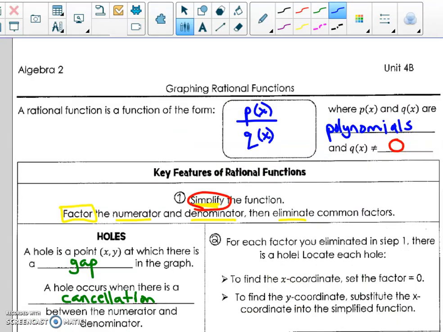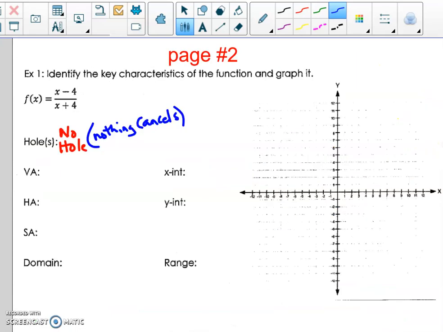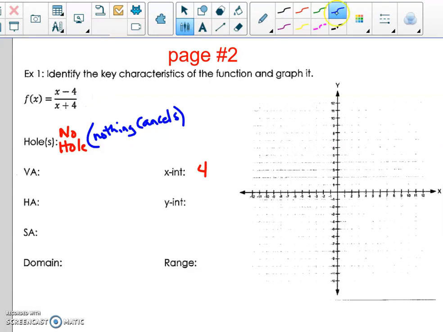Okay, the next thing we did was intercepts. So x-intercept is factor the top and solve. So the top is already factored. So if we were to take the top and solve it, the x-intercept would be 4. The y-intercept is created by dividing the constants. So negative 4 divided by positive 4 would be negative 1. And so our y-intercept is negative 1.